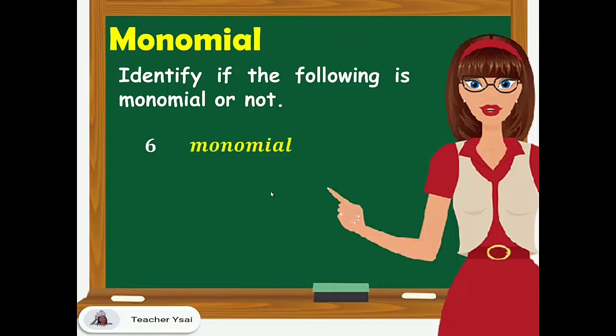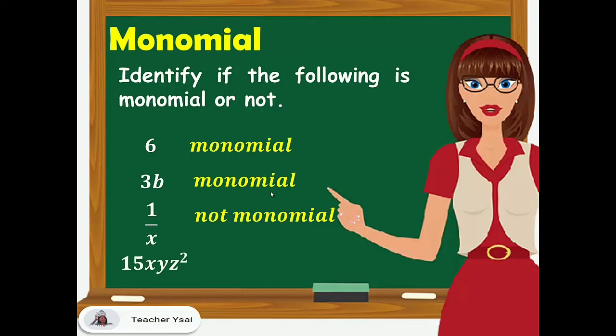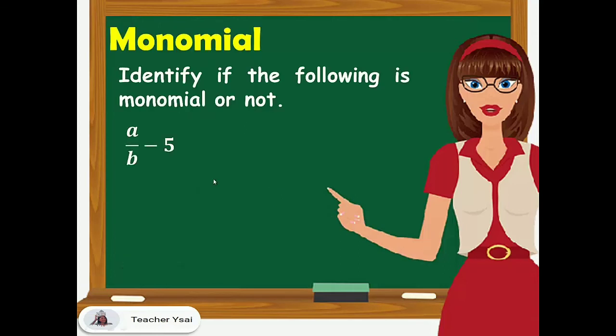The answer is monomial. 3b. Monomial. 1 over x. The answer is not monomial. This is not a monomial because dividing by a variable is not allowed. 15xyz squared. Monomial. a over b minus 5. The answer is not a monomial.